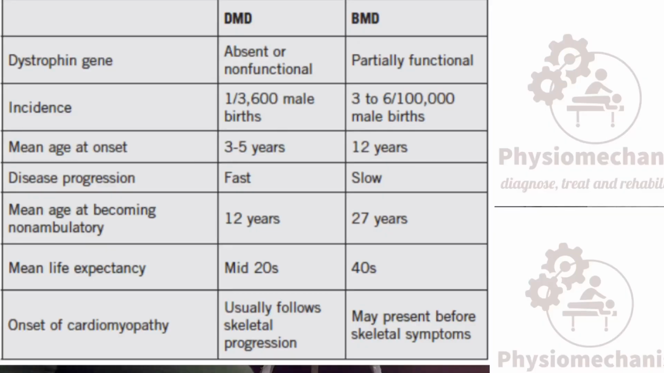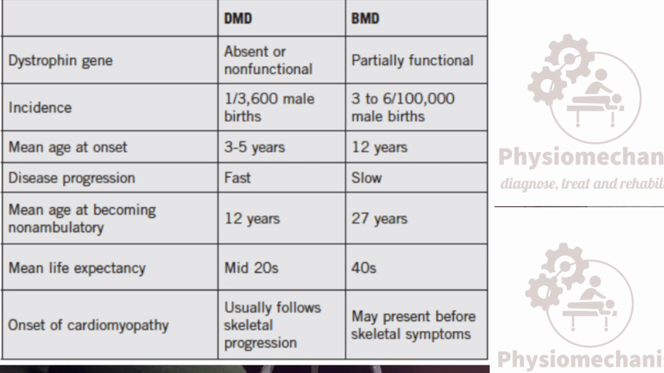So what are the differences between Duchenne muscular dystrophy and Becker's muscular dystrophy? The first point, the dystrophin gene. The dystrophin gene is absent or non-functional in Duchenne muscular dystrophy, and it is partially functional in Becker's muscular dystrophy.